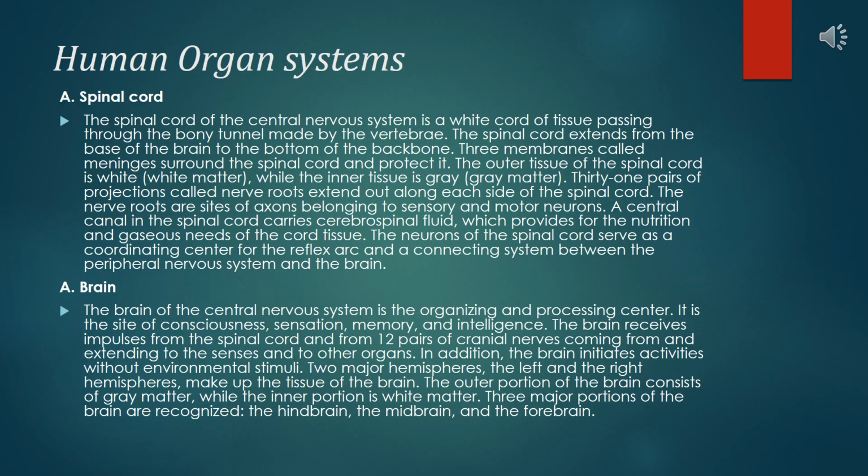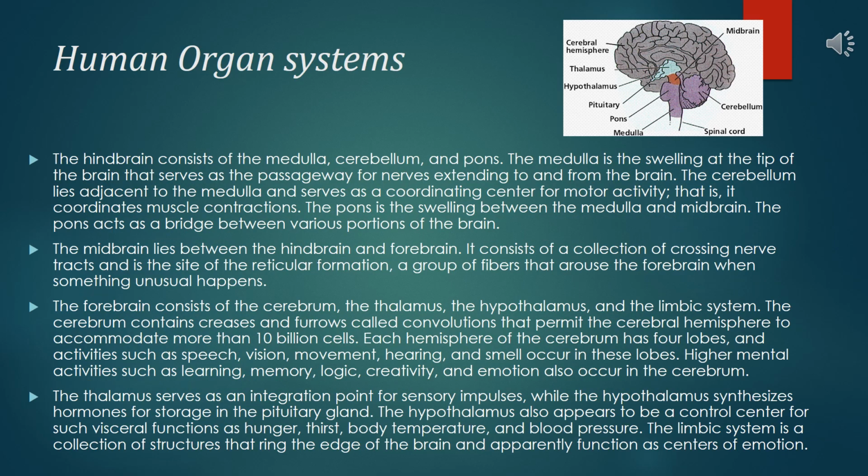Two major hemispheres, the left and the right hemispheres, make up the tissue of the brain. The outer portion of the brain consists of gray matter, while the inner portion is white matter. Three major portions of the brain are recognized: the hindbrain, the midbrain, and the forebrain. The hindbrain consists of the medulla, cerebellum, and pons.